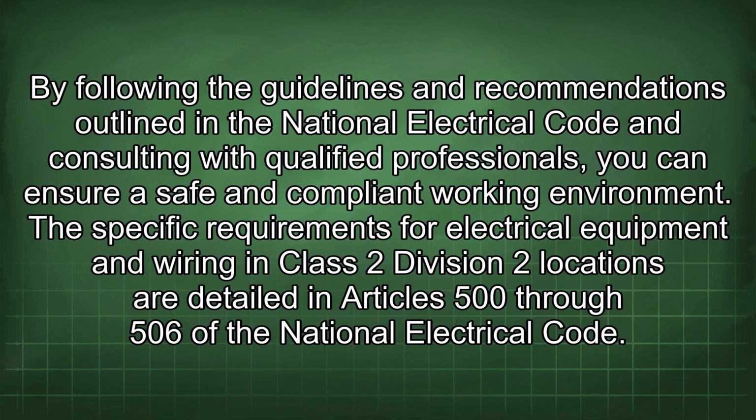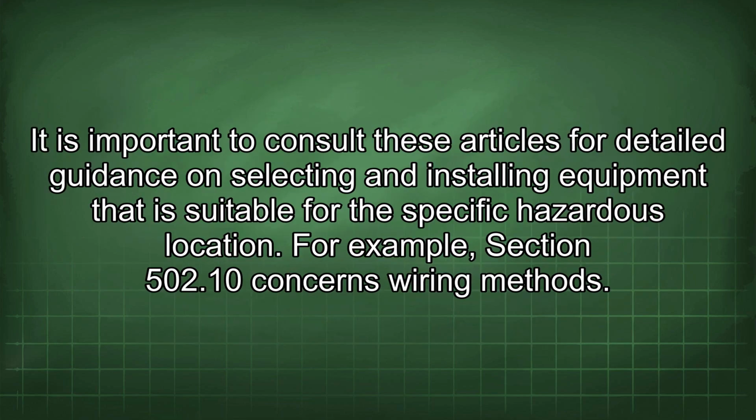The specific requirements for electrical equipment and wiring in Class 2 Division 2 locations are detailed in Articles 500 through 506 of the National Electrical Code. It is important to consult these articles for detailed guidance on selecting and installing equipment that is suitable for the specific hazardous location. For example, Section 502.10 concerns wiring methods.